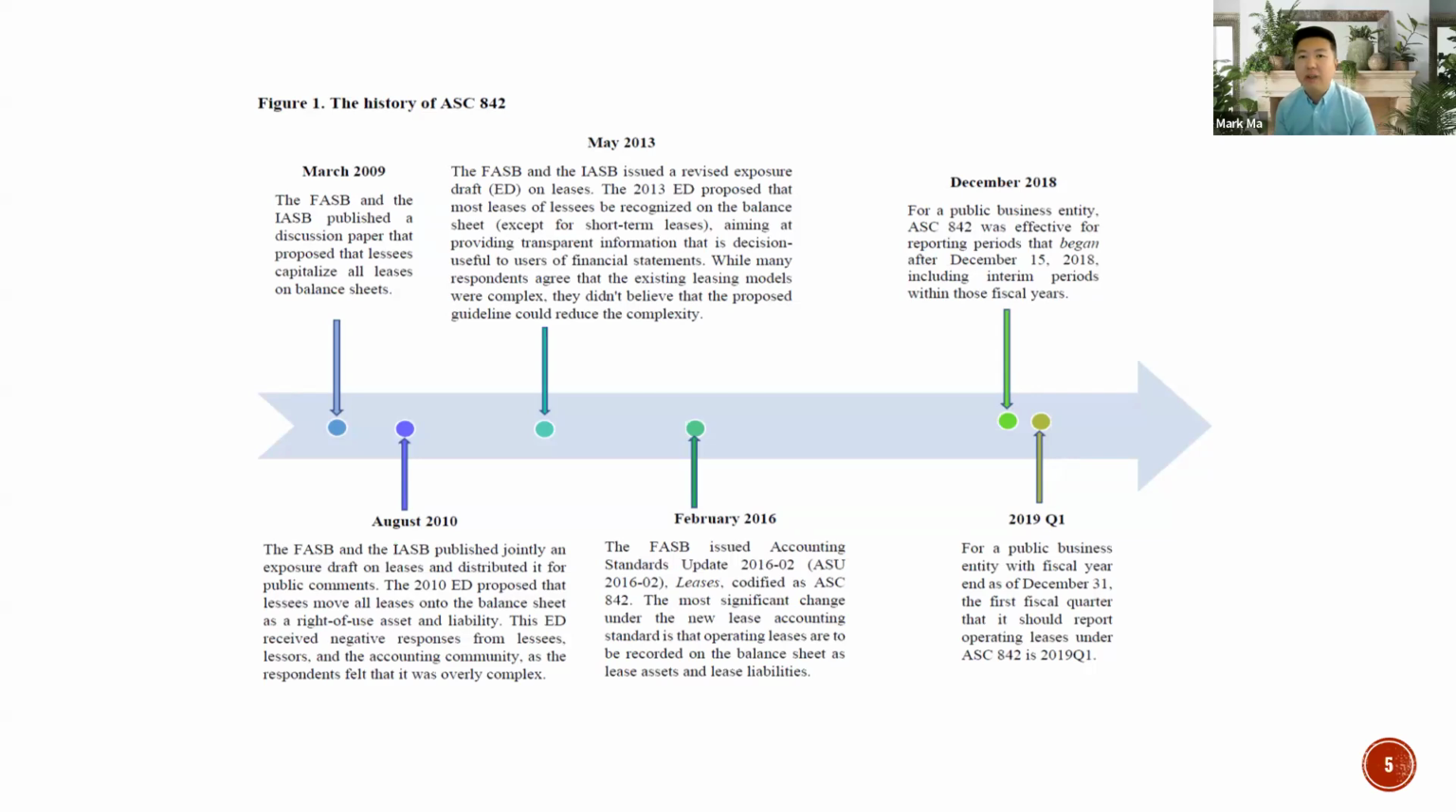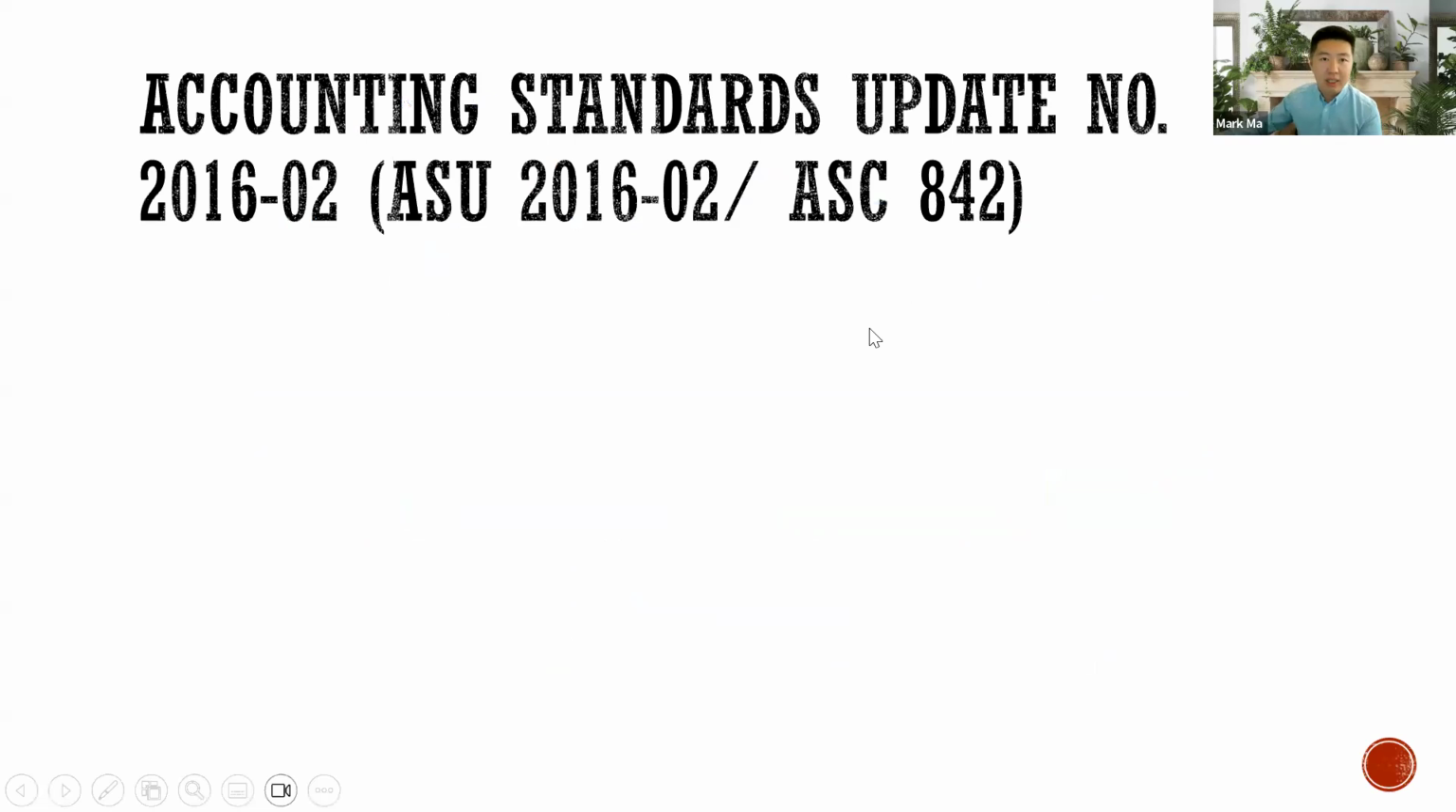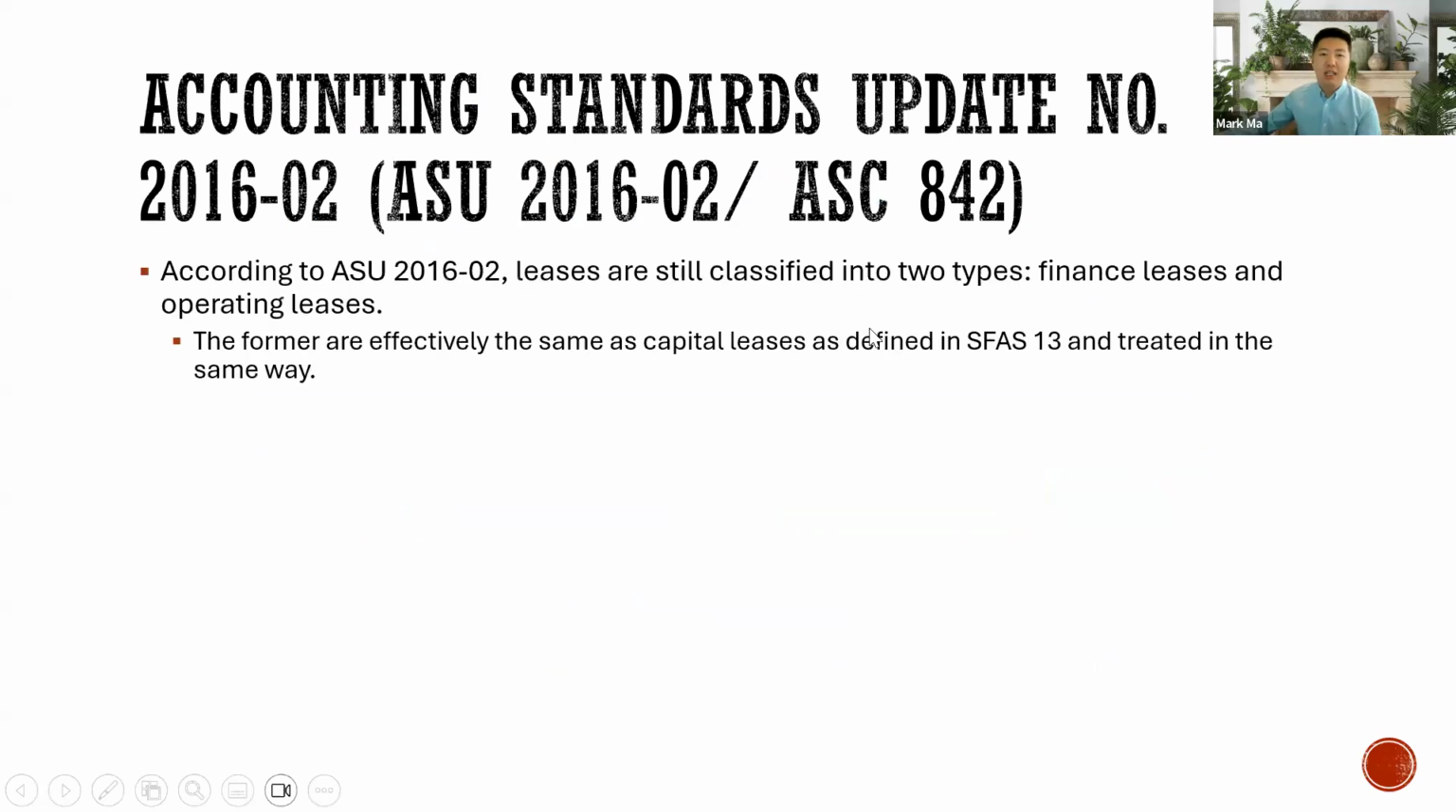it will become effective for fiscal years starting after December 15, 2018, for public firms, but for private firms, there is a different starting date. So what exactly is in these standards?